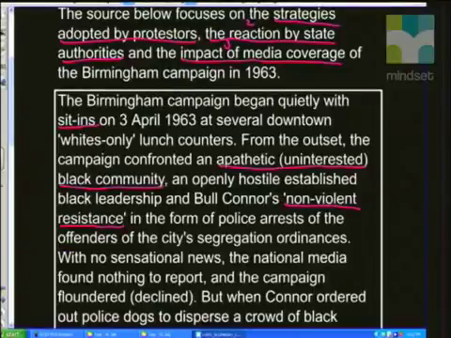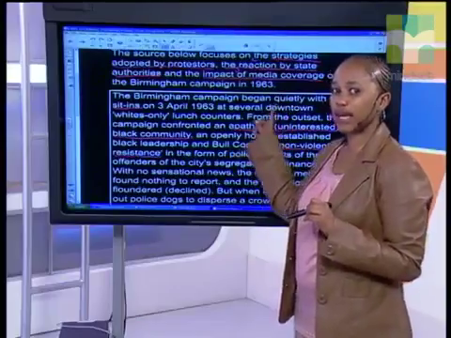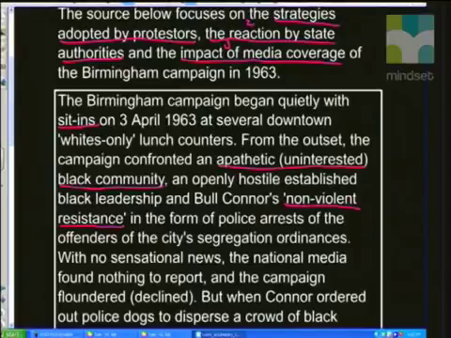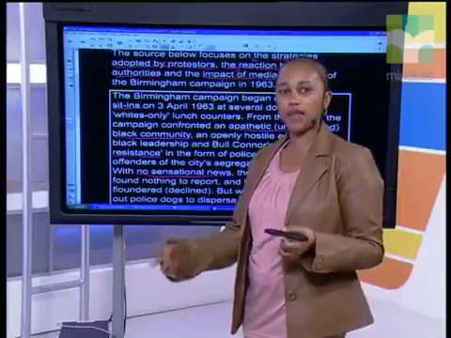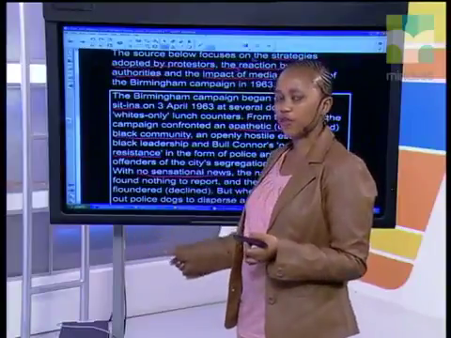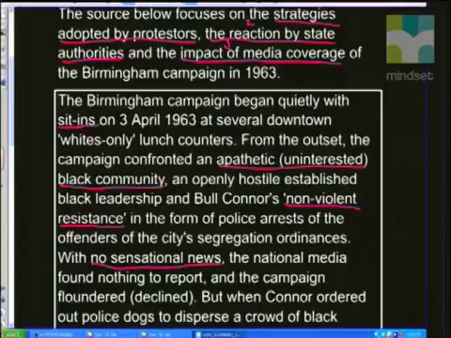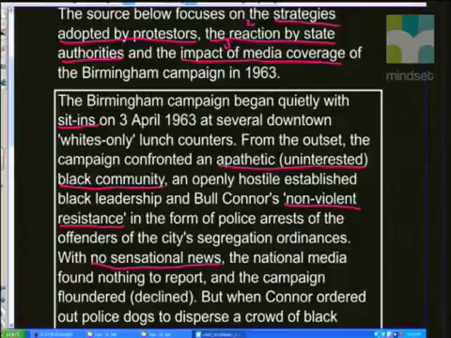And the non-violent resistance in the form of police arrests of the offenders of the city's segregation ordinances, with no sensational news. Okay, I'm going to underline that again because remember when we looked at the caption, we said we're going to look at the impact of media coverage. So now we are told here that there was no sensational news. So in terms of what the media was reporting, it was not sensationalized at that point. And then we will see as time goes on, as we read further, to see if things changed. The national media found nothing to report. So at this stage, at the beginning of the campaign, there was nothing to report.